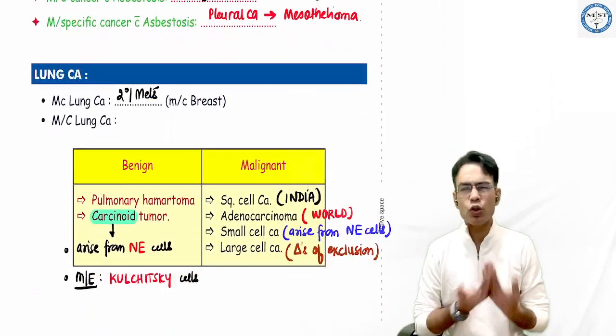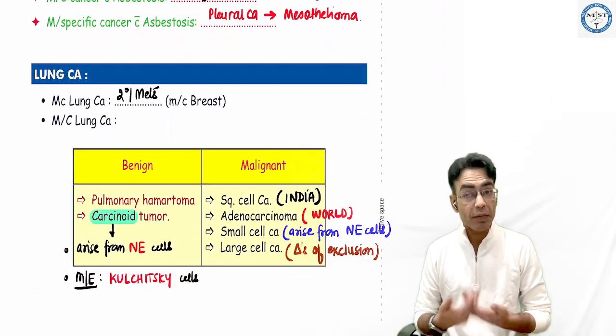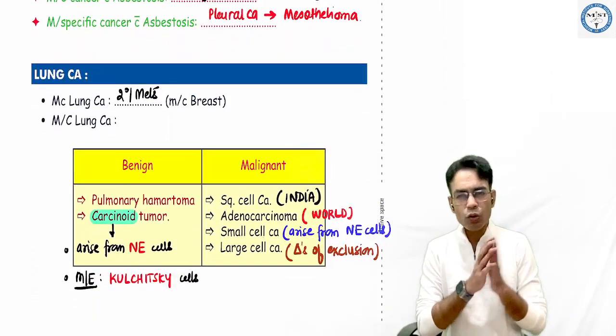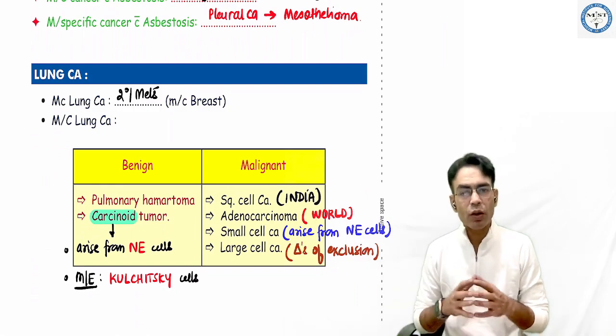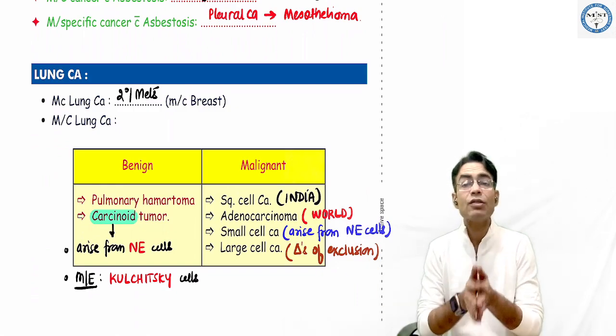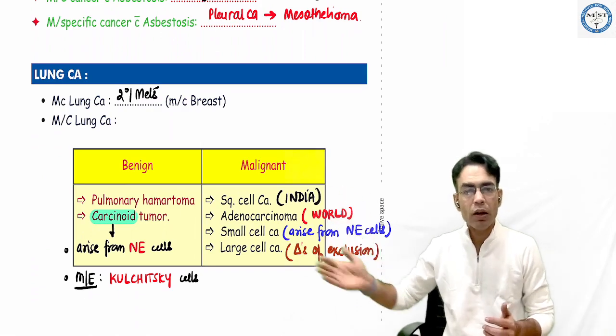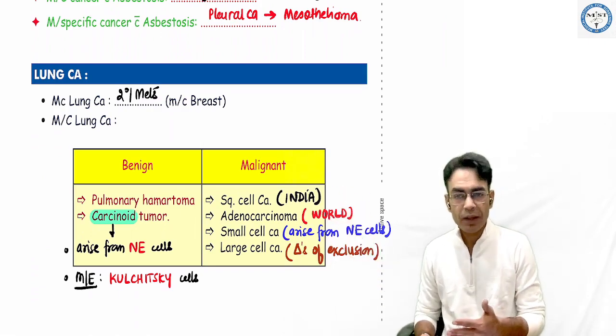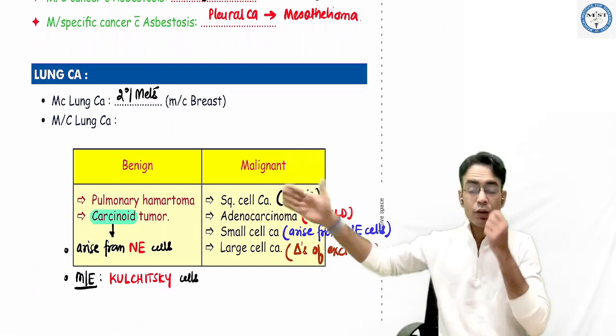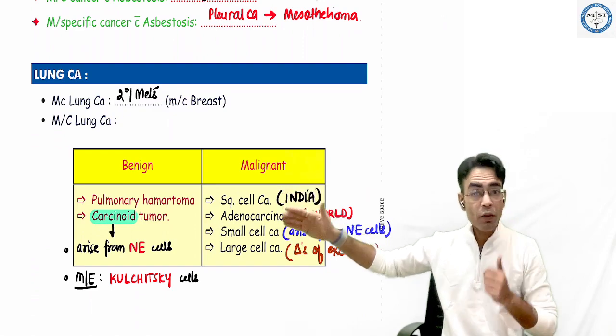Lung cancers, most common are secondary or mets. From where? From the breast. Benign cancers, nobody's going to ask you, but still carcinoid tumor of the lungs, benign carcinoid tumor, it contains Kulchitsky cells and it arises from the neuroendocrine cells. Malignant, we have four: squamous, adeno, small, and large. Large padhna hi nahi hai. Squamous, most common in India, adeno, most common worldwide.